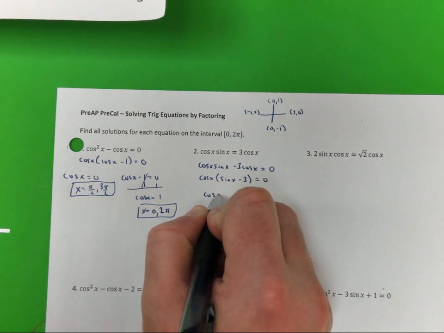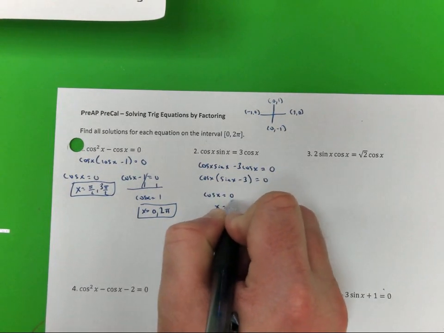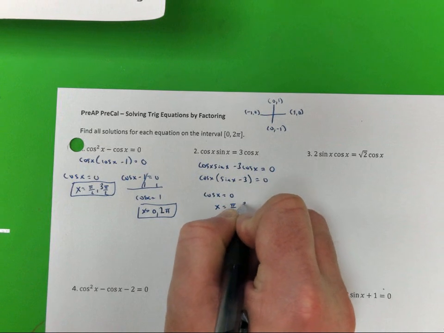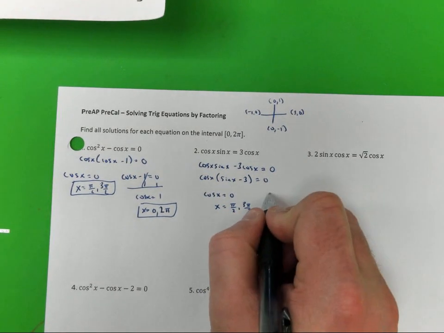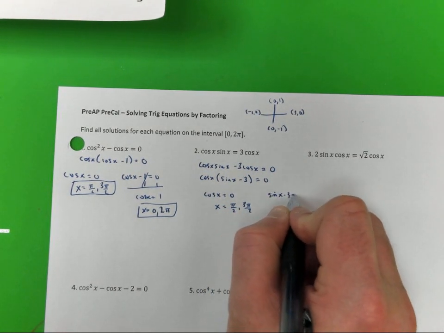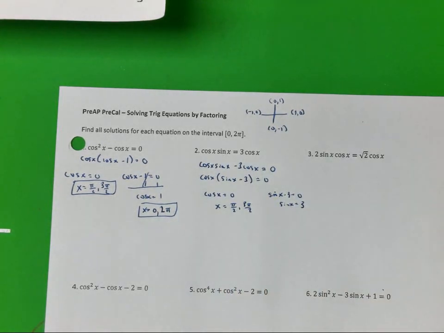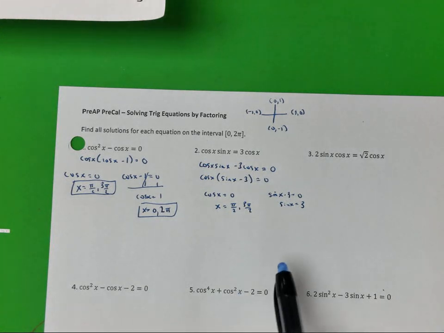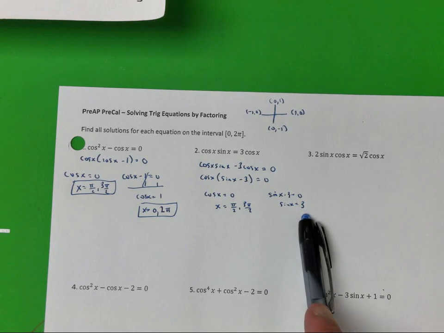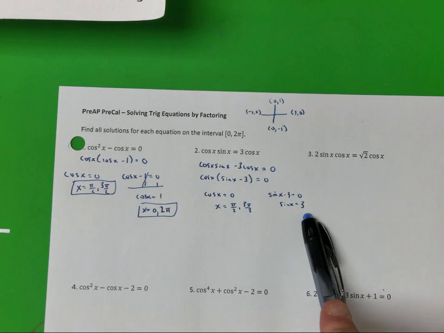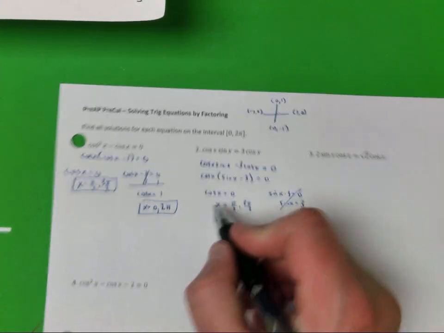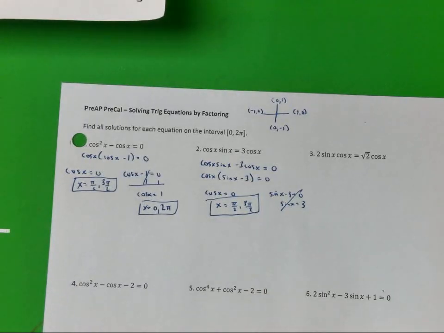Set them both equal to 0. Where does cosine equal 0? Pi over 2 and 3 pi over 2. Then I got sine x minus 3 equals 0. Do we have any values on the unit circle that are going to give me a sine value of 3? No, so you don't have to worry about that. The only answers you have are these two. You don't have a sine value of 3.